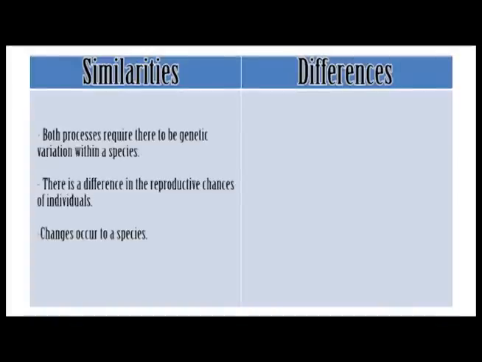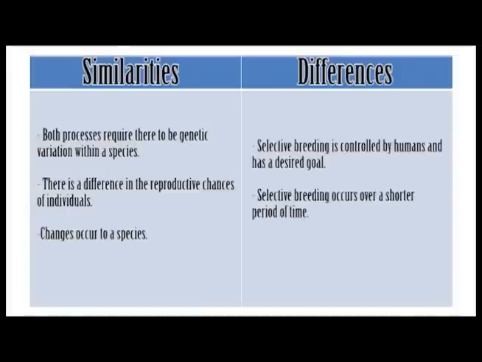There is a difference in the reproductive chances of individuals, whether it be due to better adaptations to the environment or having a more desirable characteristic, and also changes occur to a species over time. However, there are also differences. Selective breeding is controlled by humans and has a desired goal, and selective breeding occurs over a much shorter period of time than natural selection.